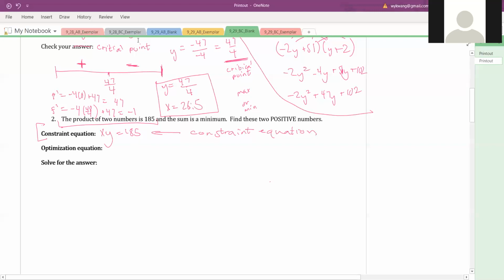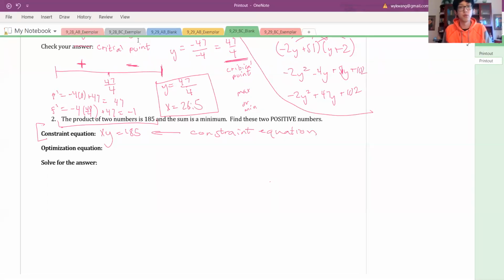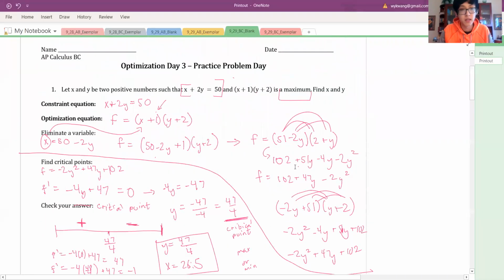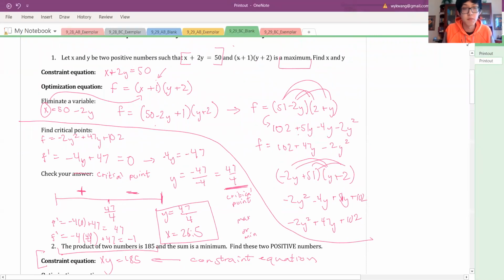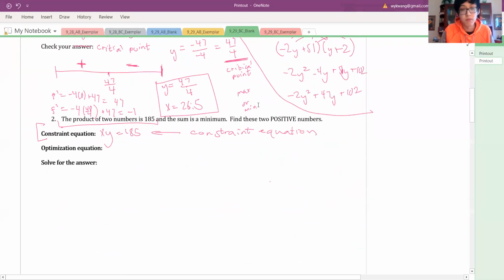Awesome, thanks, Kiana. For the next part, I'm going to give everyone 1 minute to figure out the optimization equation. So now it's the other part of the problem. What are we trying to optimize? In this case, we're trying to minimize it, right? So what equation are we trying to minimize? In the first problem, we wanted to maximize x plus y times y plus 2. In this case, it's a word problem, but we want to minimize an equation.